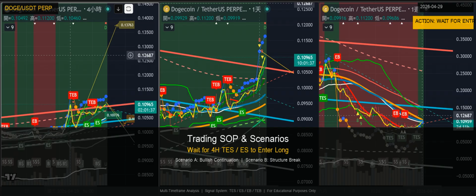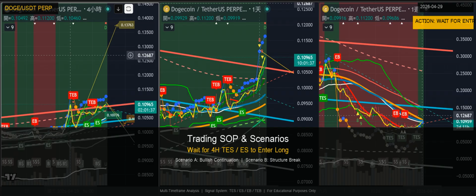Scenario A, bullish continuation. The 4-hour TEB is just a consolidation. The 4-hour prints a new TES or ES. This confirms the daily bullish extension continues, and you enter or add to longs. Scenario B, bullish structure breaks. The 4-hour prints a follow-through EB, or the daily begins showing EB or TEB dominance again. This would signal that the current daily bullish wave is losing integrity, and you should stand aside or reassess.